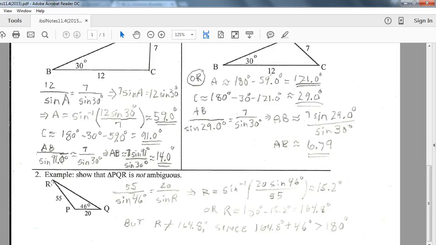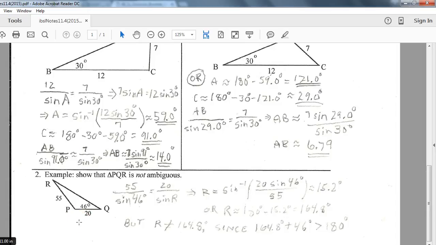If R is 164 and this is 46, already I'm above 180 degrees. That wouldn't make sense. And so I would look at that and say, okay, I'm breaking one of my laws of triangles right here. So I know this is not an ambiguous case. There's only one solution for this drawing, and it has to be the acute version of the drawing. But again, you're always checking for those two rules. Your angles, all three of them, must add up to 180 in order for this process to work. Also, you've got to stick with the ratio law, right?